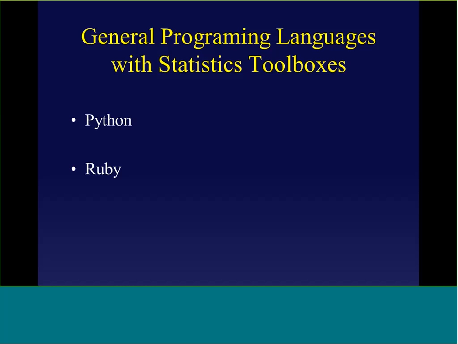It's probably one of the most common programming languages used in academics, and it's considered one of the easier languages to use. Ruby is also used as well. I'm not as familiar with Ruby, but it's very similar to Python. They're very similar in many regards. They both have statistical toolboxes and libraries that can compute many of the statistics we had previously.